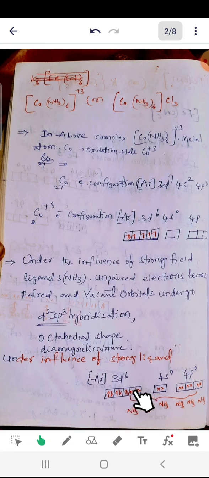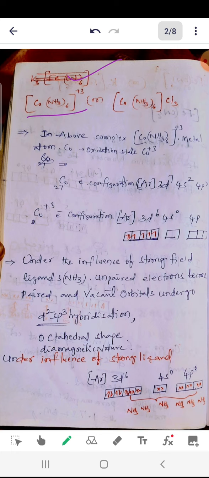So what is the nature? It is diamagnetic. So the Bohr magnetism is 0. There are no unpaired electrons, so it is diamagnetic in nature. So like that you have to remember. Simple, when we are looking into a complex, easily we can find out the hybridization and structure.